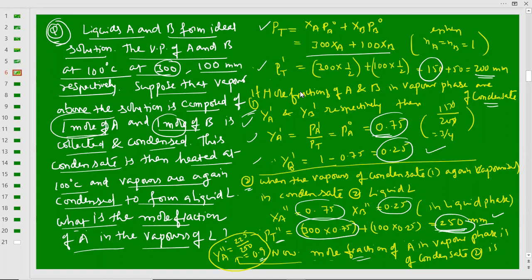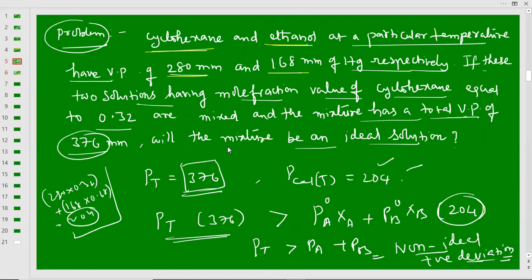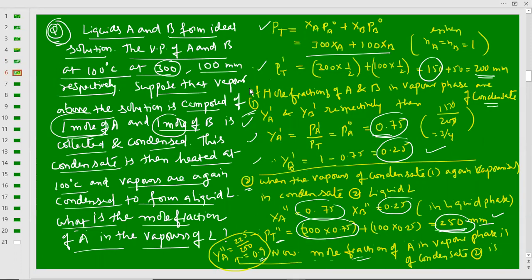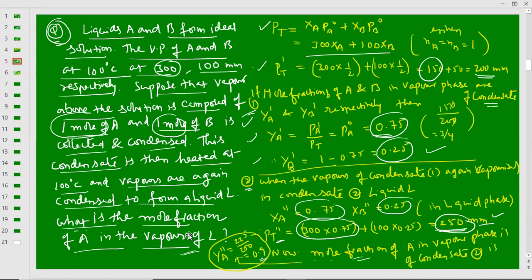So this is one problem. In this problem there are three stages. In the first stage we calculated according to Raoult's law. In the second stage we applied Dalton's law. In the third step, in the second condensate case also, we applied Raoult's law followed by Dalton's law. Two times we have done the calculation to find the mole fraction of A in the vapor phase of the liquid L. So these are the problems.